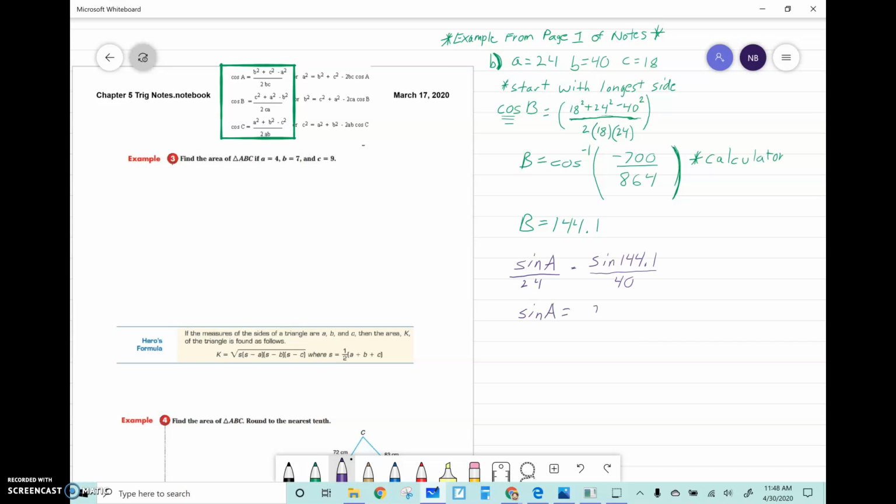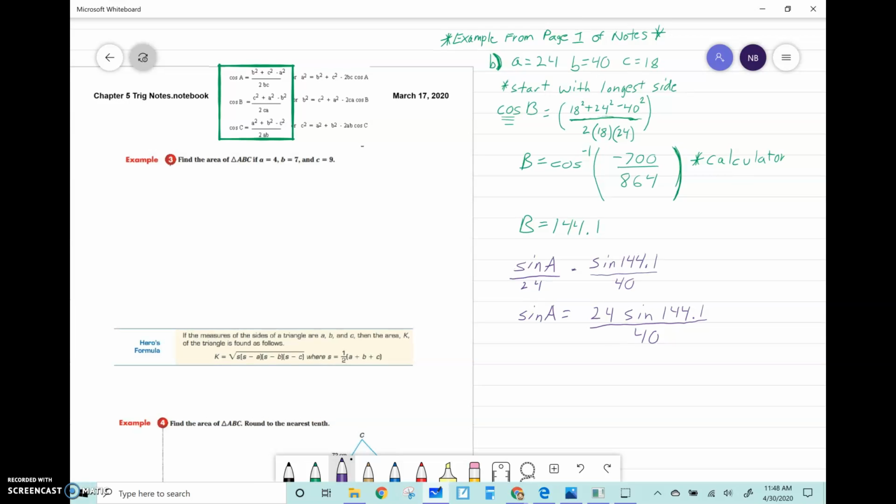So we get sine A equals 24 times sine 144.1 over 40. Okay, and then like we did in example 2 from our notes in part 1, we need to move sine over here so we can get the angle by itself. So when we do that, we end up with this: A equals the inverse of sine. That means we moved it.